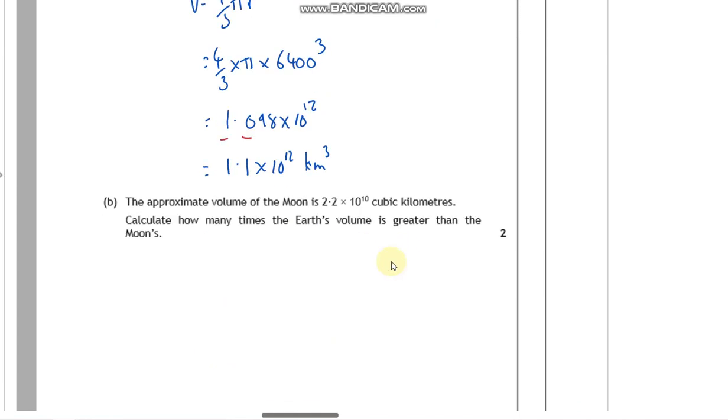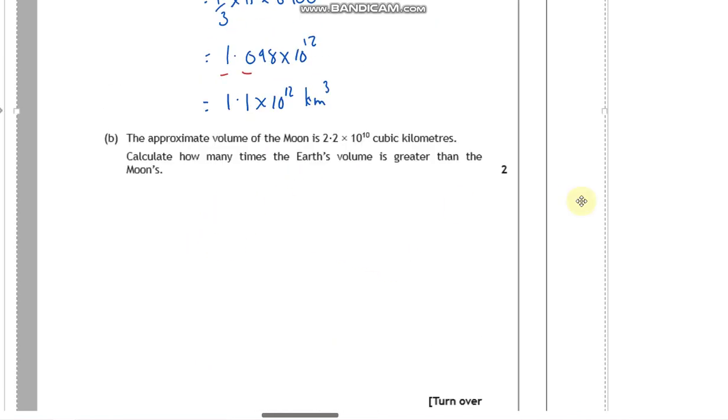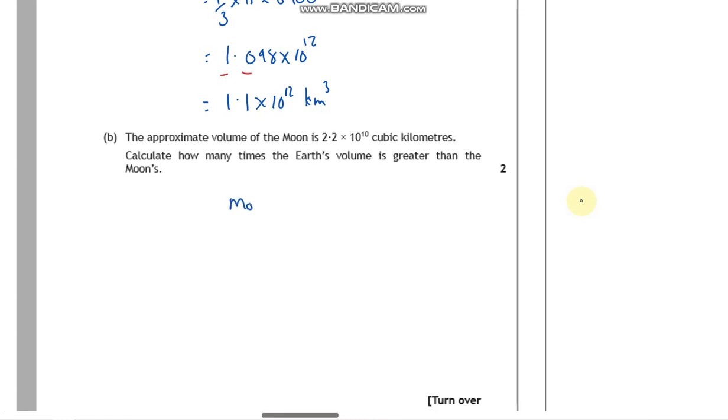And so it's this next bit I was thinking people don't like. It says that the moon is 2.2 times 10 to the 10 cubic kilometers. How many times greater is the Earth's volume than the moon's? So the Earth is 1.1 times 10 to the 12 kilometers cubed. If this was nice numbers, imagine the moon was 10 units and the Earth was 50. You would simply be saying, well, it's 5, isn't it? It's this divided by this.